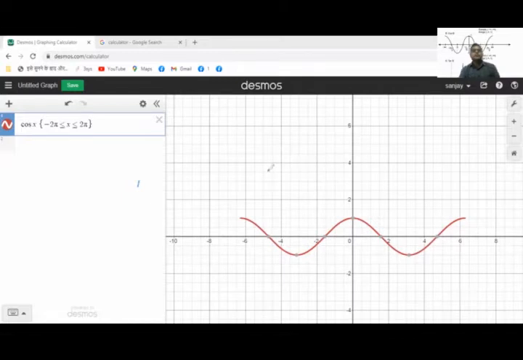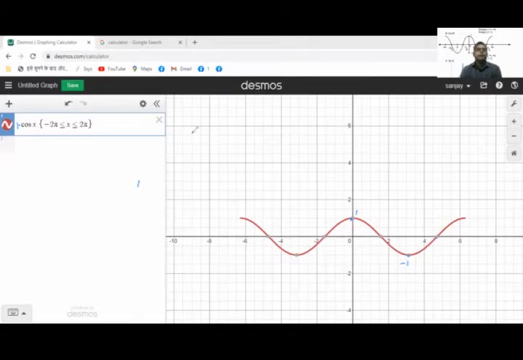So first of all, we shall talk about the amplitude. Here you can see the coefficient of x is 1. That means the amplitude must be 1. You can see here that this is the maximum point that occurs at y equals 1, and this is the minimum point that occurs at y equals -1, and this is 0.